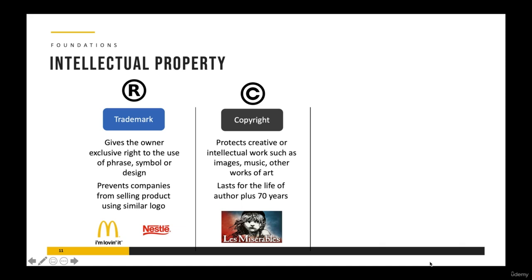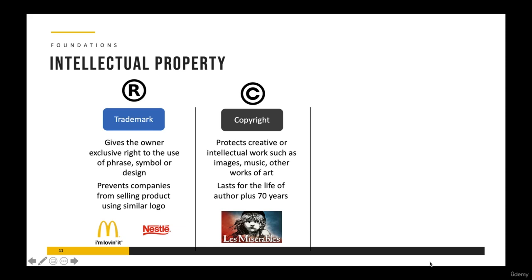The next is copyright, which basically protects creative or intellectual works such as images, music, and other works of art. Now, copyright is valid for the life of the author and then an additional 70 years after that. An important point to note is that for copyright, it is nice to get it registered, but even if it is not registered and you can show the date of publication, whether it's online or in the form of a book or anything, if you can prove the date of publication, then you already own the copyright to that. So whatever you publish, if it is original and you can prove the date of publication, then it means that it is automatically copyrighted.